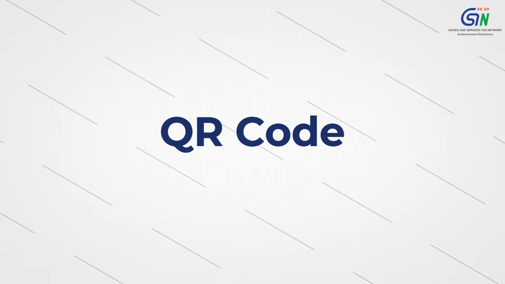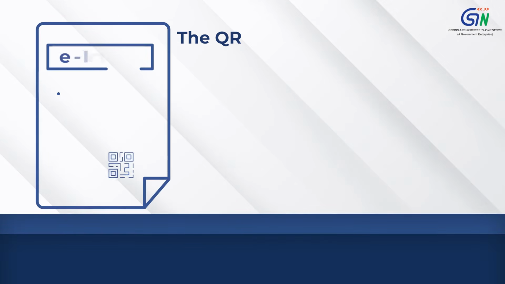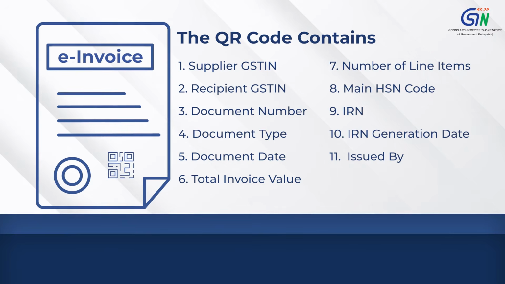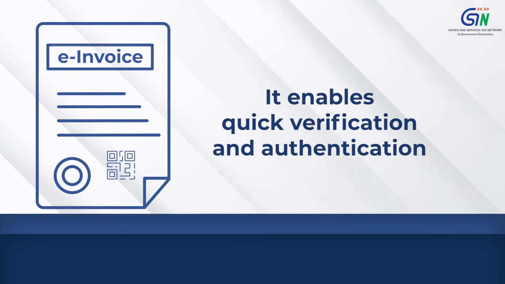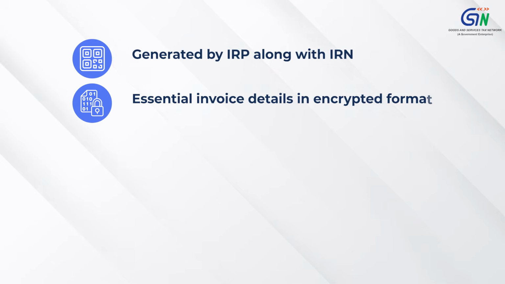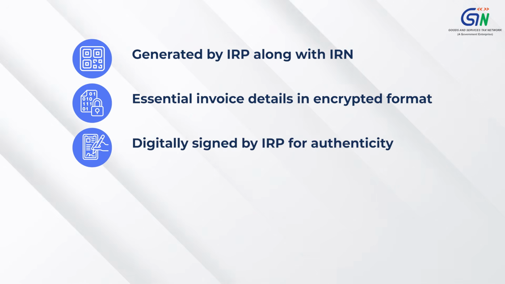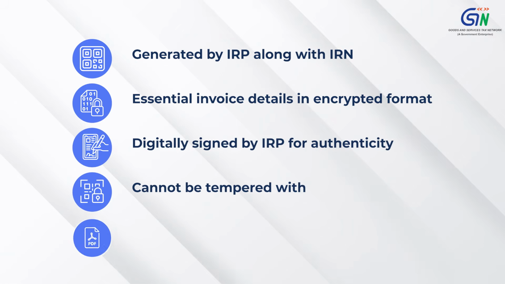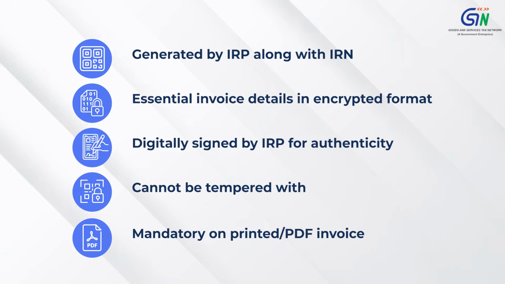QR code. The e-invoice also has a QR code. This digitally signed QR code enables quick verification and authentication. The QR code is generated by IRP along with IRN. It has essential invoice details in encrypted format, is digitally signed by IRP for authenticity, cannot be tampered with, and is mandatory on printed or PDF invoice.